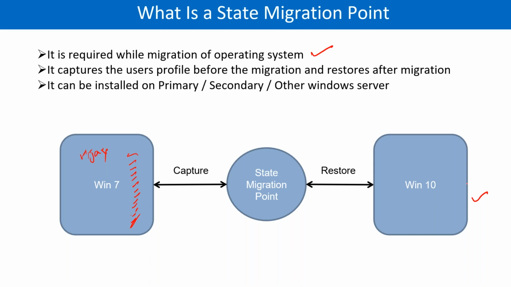So what we will do, we will capture user data before we format the machine, and then we will restore everything here on the Windows 10 machine. So whatever files we had there on the Windows 7 machine, those files will come back here to Windows 10. It is an optional role, guys.